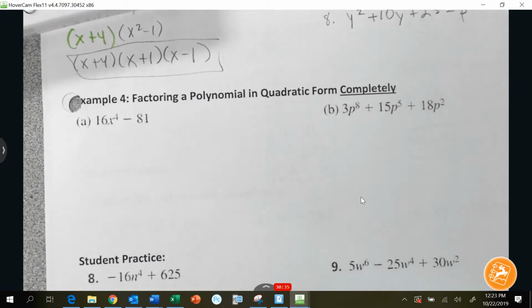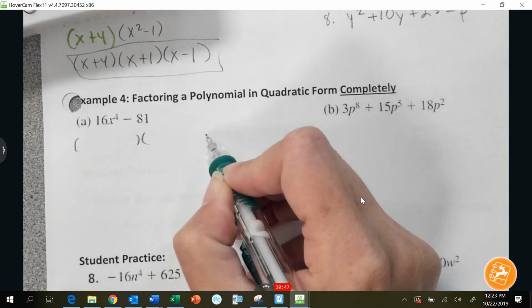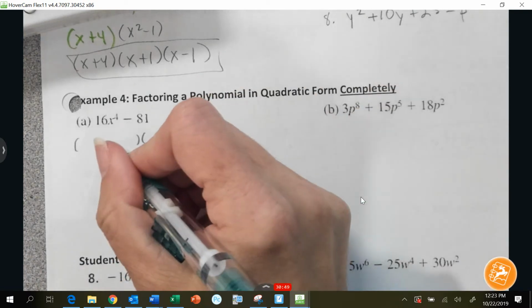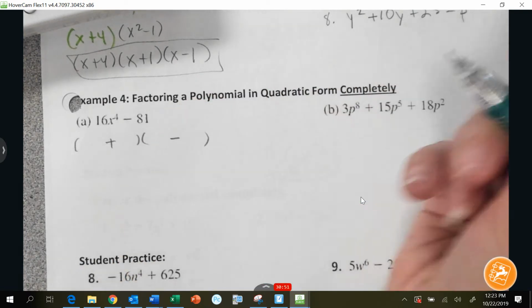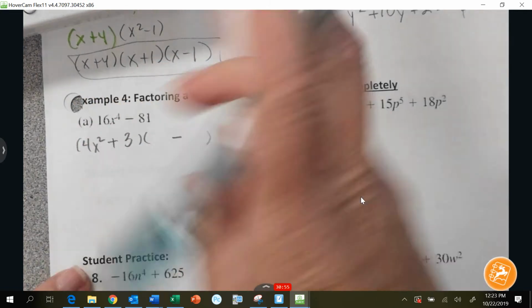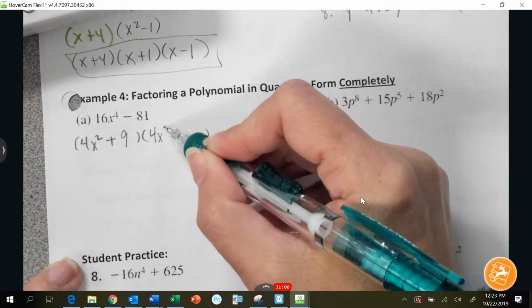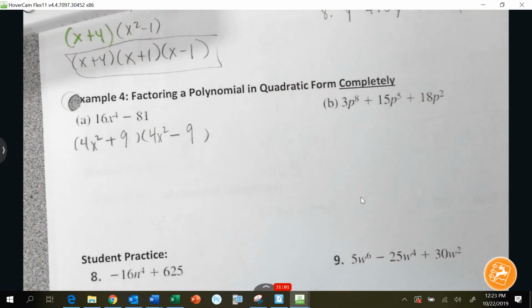Can I square root 16? Can I square root x to the 4th? Yes, it'll be x squared and x squared. Can I square root 81? So this is a difference of squares. Just because it's to the 4th power doesn't mean it's not a perfect square still. So we're going to have 4x squared plus 9, 4x squared minus 9. Is that factored all the way?